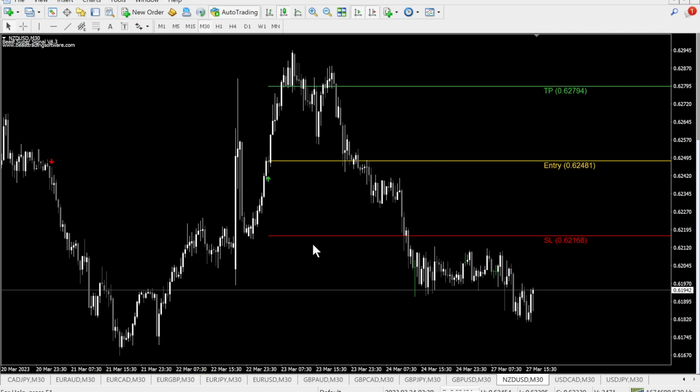Moving on to the New Zealand dollar, nothing this week, but last week we had a very good buy signal, and then we had a very good sell signal. So 2 fantastic signals on this pair, both of them wins.